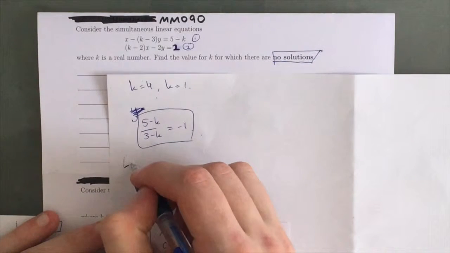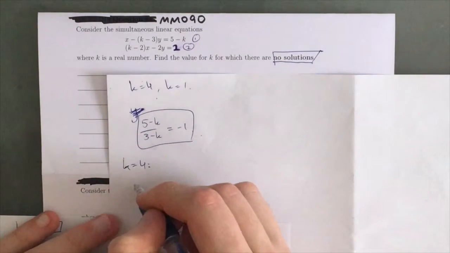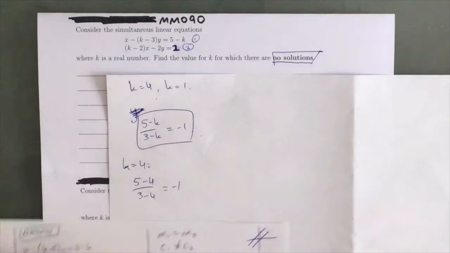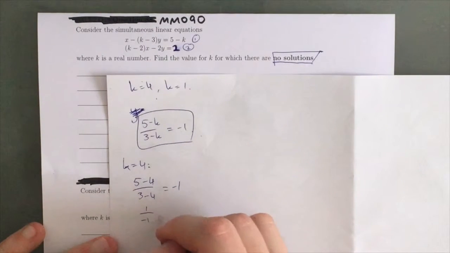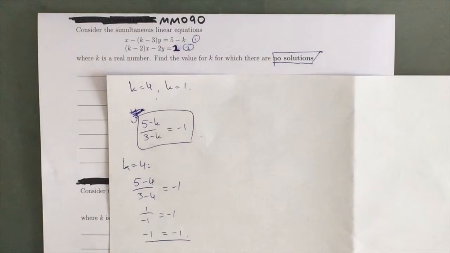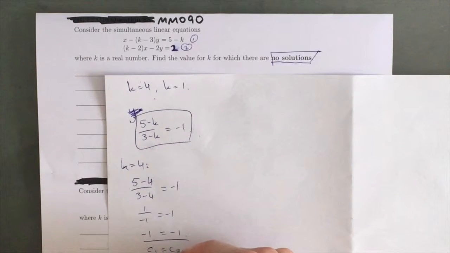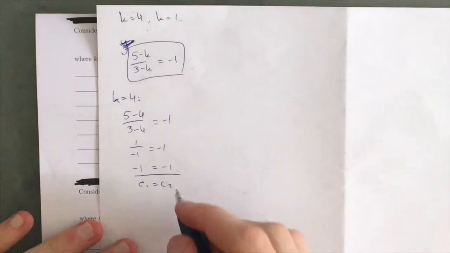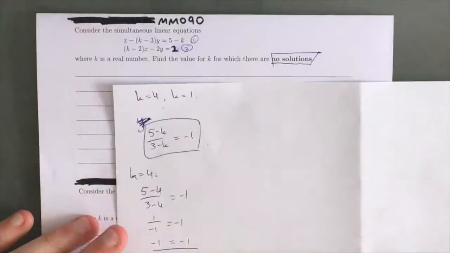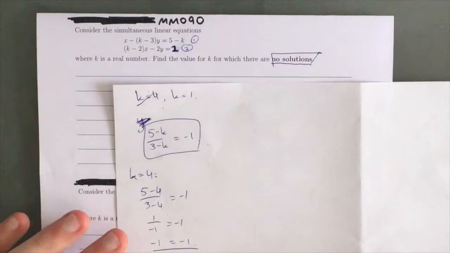So we'll start with k equals 4, and we get (5 minus 4) over (3 minus 4) equals negative 1, which gives us 1 over negative 1 equals negative 1, giving us negative 1 equals negative 1. Therefore, c1 equals c2, which will give us infinitely many solutions, not no solutions. So it's not k equals 4.